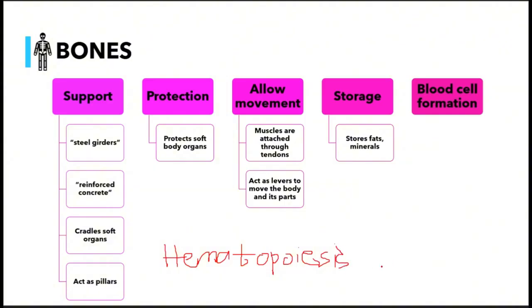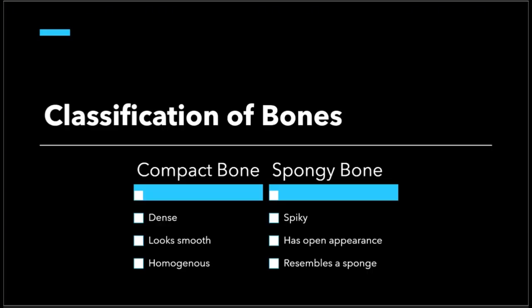Okay, it is a process which occurs within the marrow cavities of certain bones. Okay, so we have classification of bones, and in this slide are its characteristics.